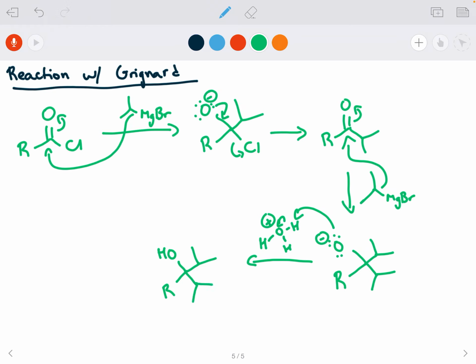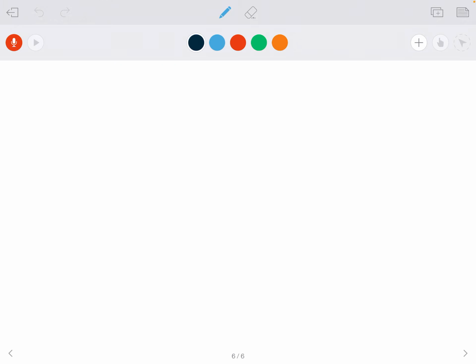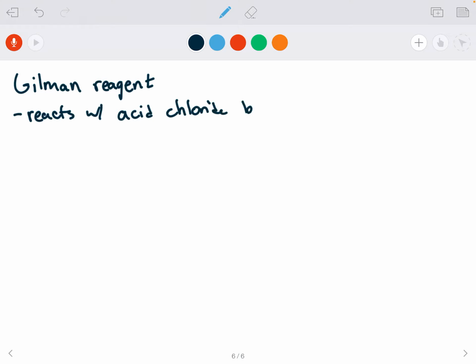Okay, so what if you only want one addition, though? You don't want two additions to this, so you want to form a ketone rather than forming just an alkyl chain. You can't just do one addition of the nucleophile because some of the acid chlorides will react twice with the nucleophile and others won't react at all. You'll get a big mixture of products. The way you need to do it is use what's called the Gilman reagent. So the Gilman reagent reacts with the acid chloride, but not the ketone. So this will allow you to just form that ketone.